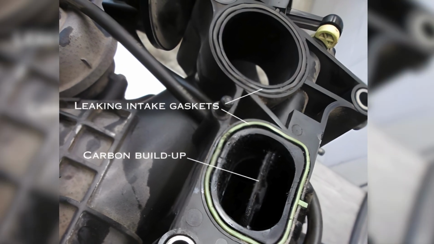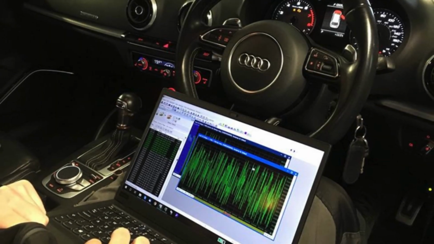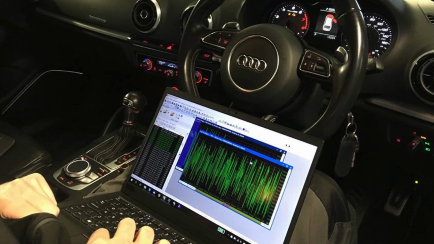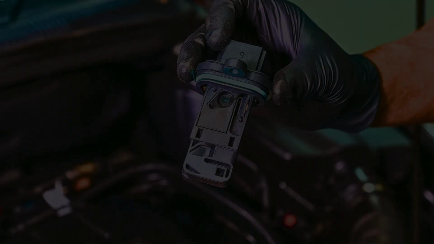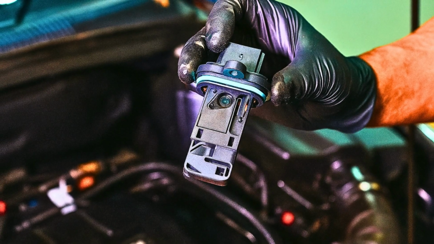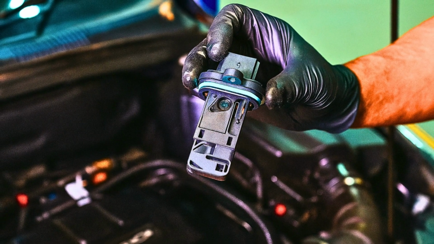When extra air sneaks into the engine without passing through the MAF sensor, the ECM thinks less air is coming in than there really is. That mismatch can instantly trigger the P0101 code. So if your MAF sensor looks clean and the wiring checks out, make sure to inspect the entire intake system for leaks. Even a tiny crack in the air hose can cause big problems for airflow readings.